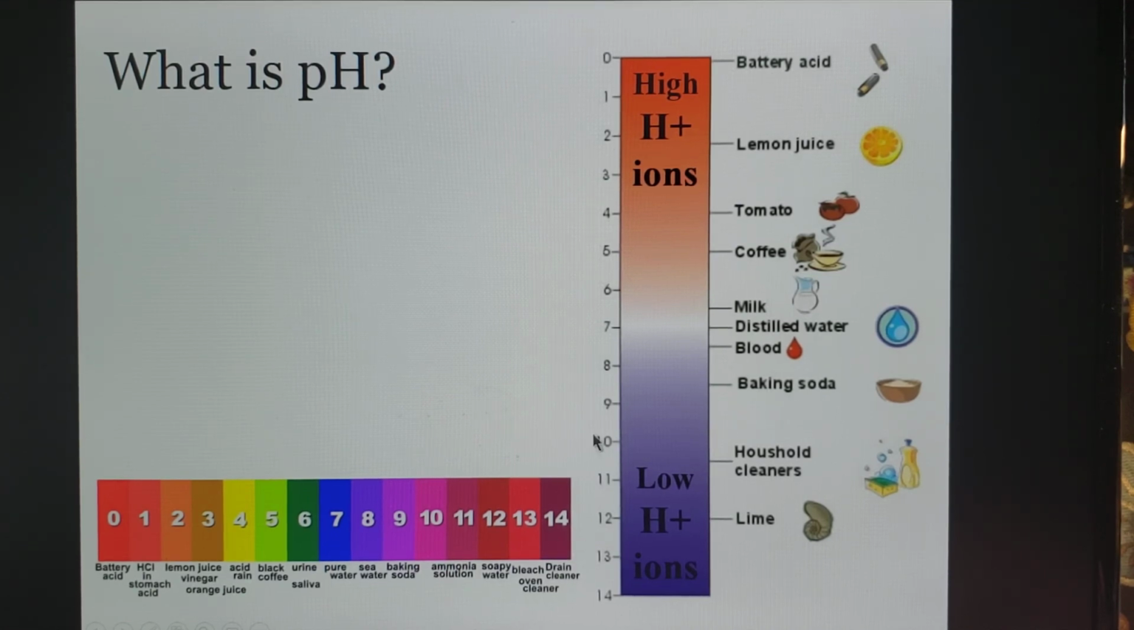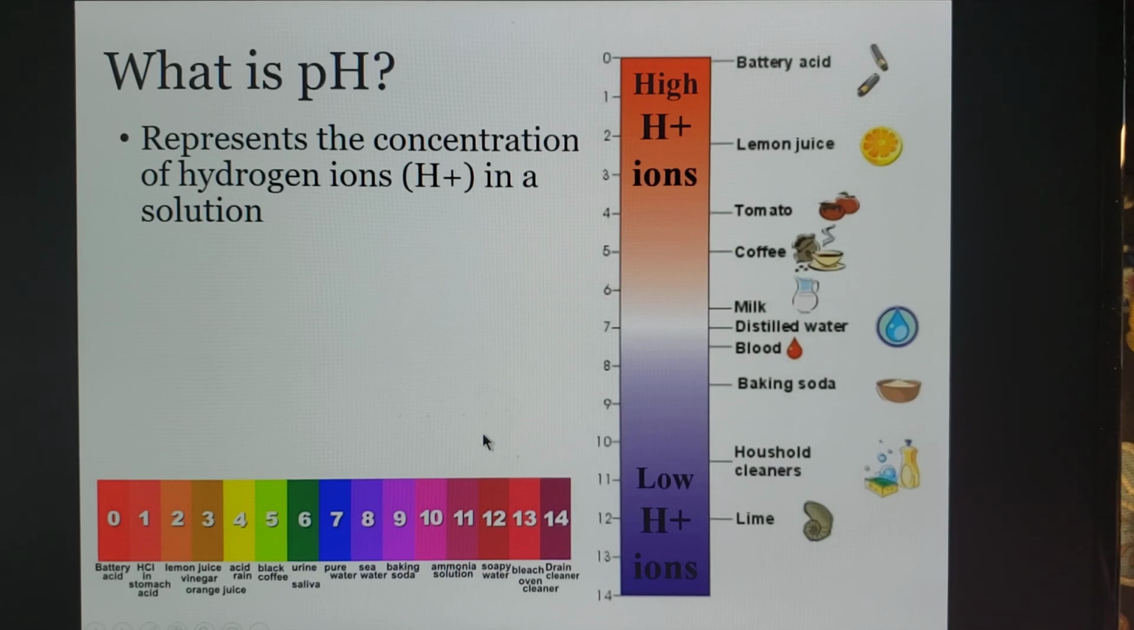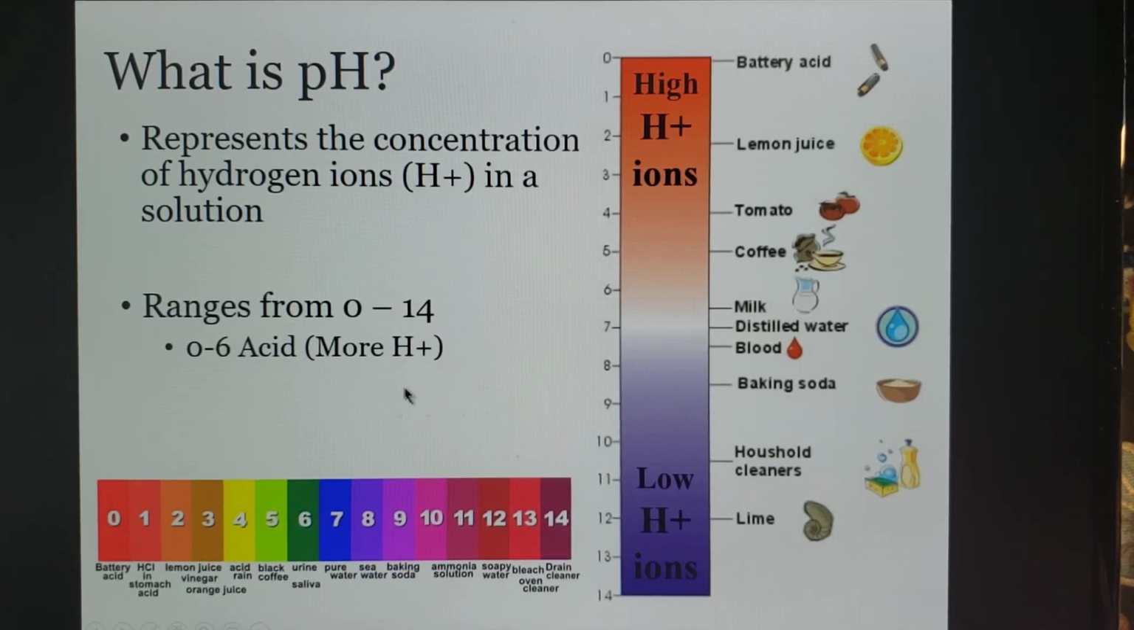Okay, what happens here is we have a lot of hydrogen plus ions, which means they've lost their electron, and here we have a low number of those things, so it's just the same scale turned sideways. And all substances have a pH value, based on the concentration of hydrogen ions in the solution, 0 to 14. 0 to 6 is acid, 7 is neutral, 8 to 14 is basic.